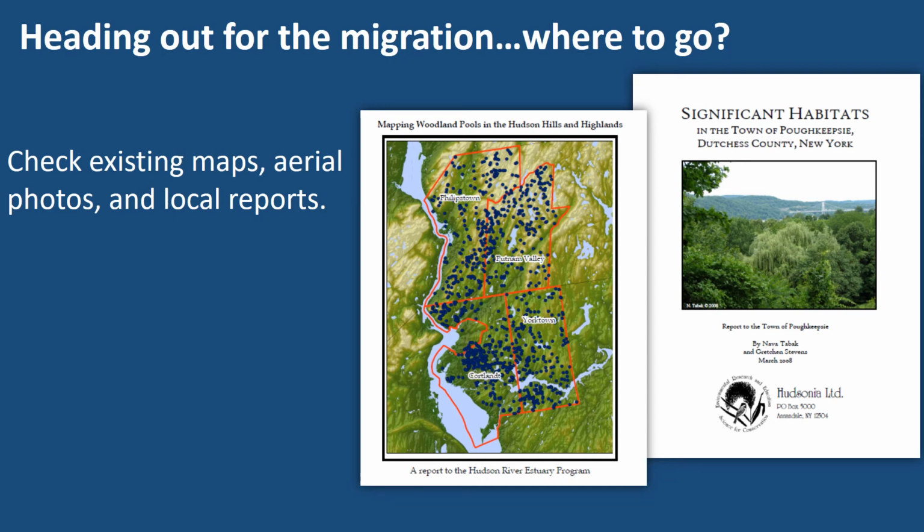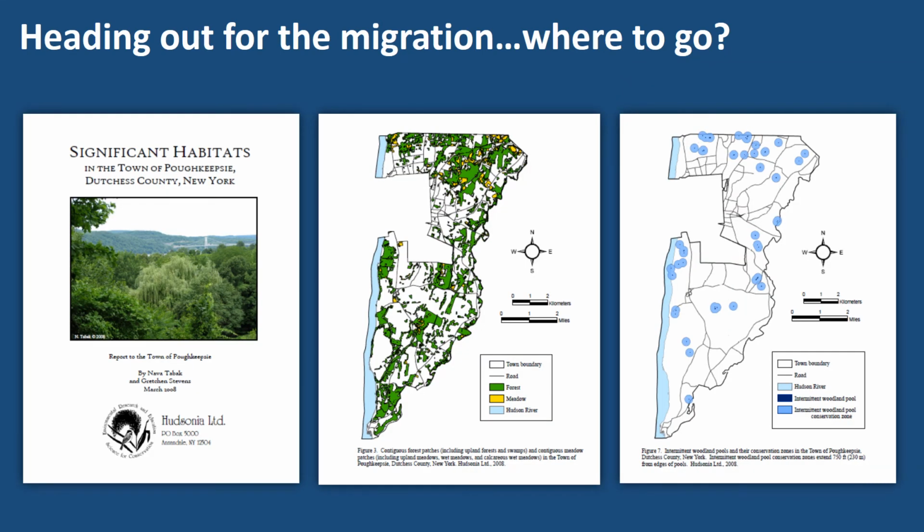Another resource are the significant habitat maps that were completed by Hudsonia. Hudsonia is a small nonprofit, and they had conducted a number of town-wide habitat mapping projects at a very fine scale. Many of them are in Dutchess County. There's some in Ulster County. But within these reports, there are separate maps for forests and woodland pools.